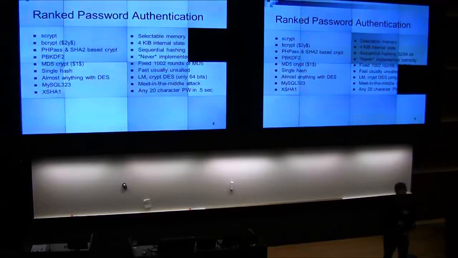XSHA-1. This was Battle.net's implementation of SHA-1. They messed up. Basically, instead of rotating n by 1, they rotated 1 by n. So there's only 32 possibilities. So you can brute force 2 to the 61 passwords per second on a single core CPU.